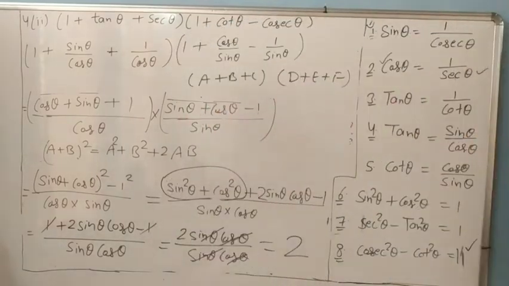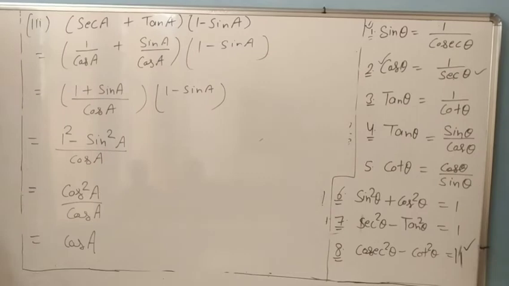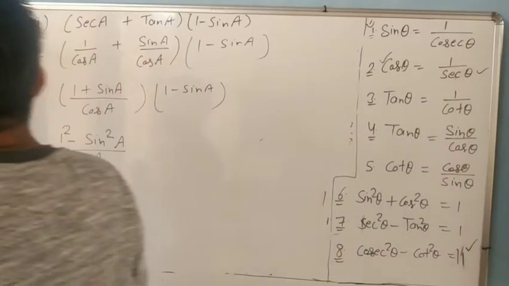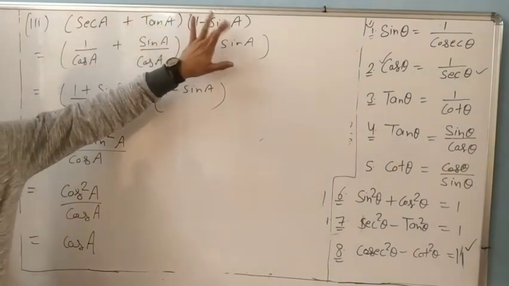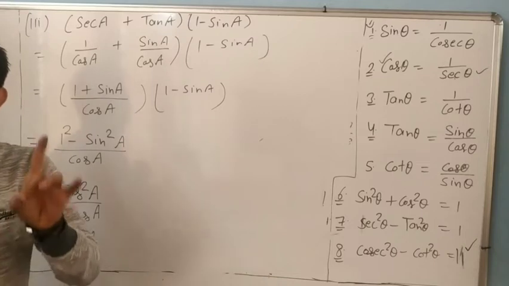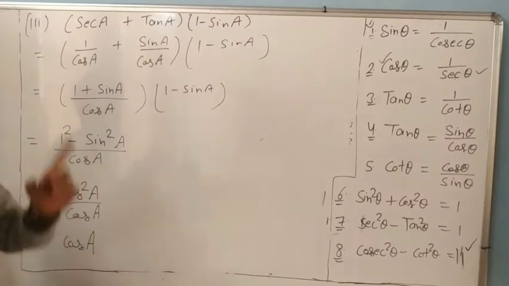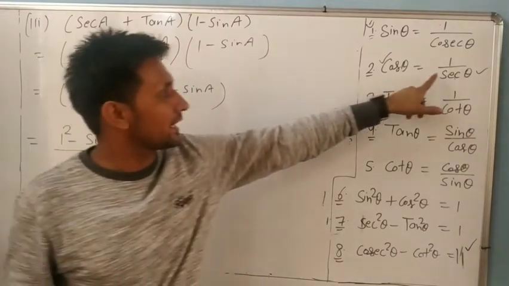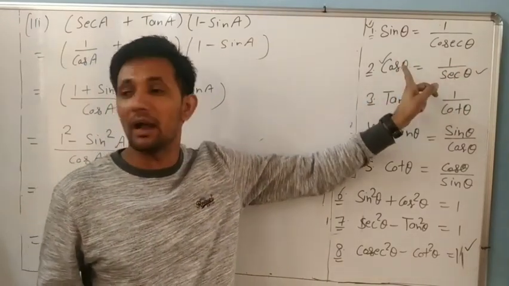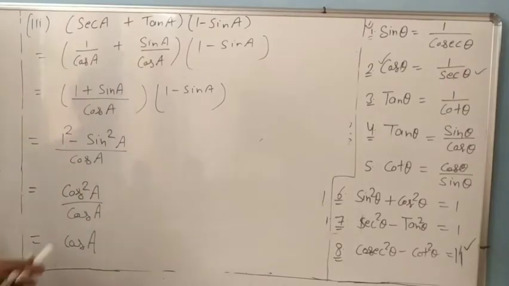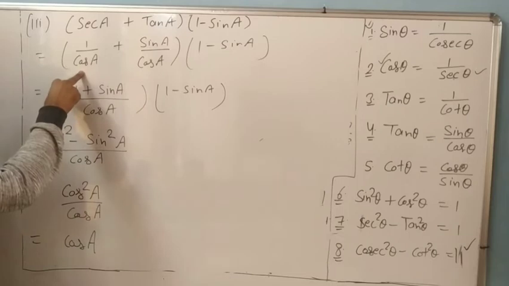Now we will do the next part. Now dear, the third part of the fourth question, what is given? Secant A plus tan A multiply 1 by sin A. What I told you? Always change in sin and cos. Sec A means sec A. Here it is theta, so sec theta is 1 by cos. If this angle is A, we will take angle A. So sec A is always 1 by cos A.